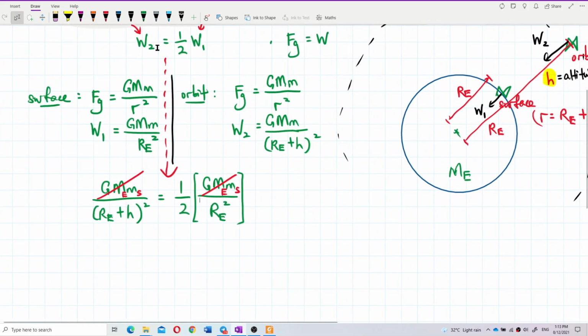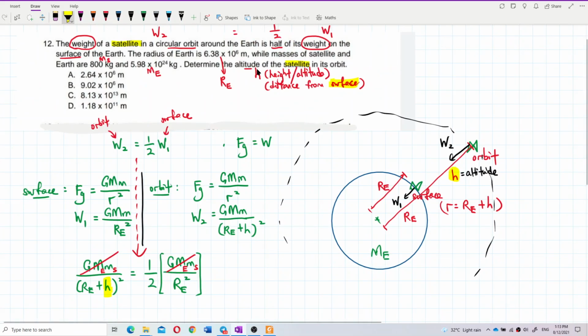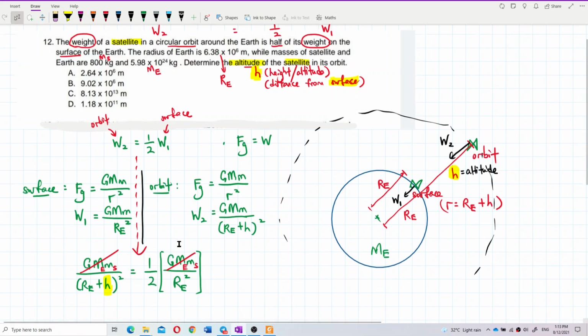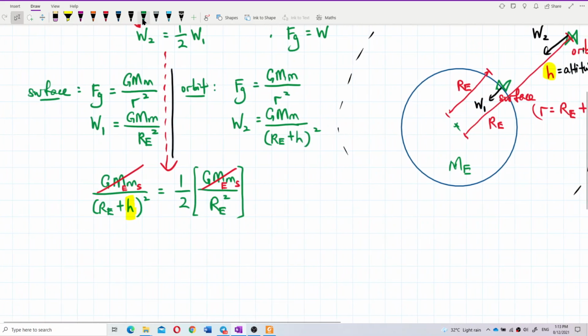We want to find the h here, the altitude. This is the altitude we want to find, the h. Understand? So just substitute the radius of Earth. We need to cross multiply first. These two go to the top. Radius of Earth square also goes to the top. So it becomes this formula.